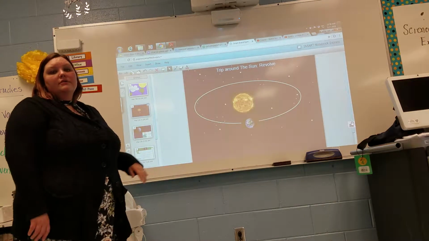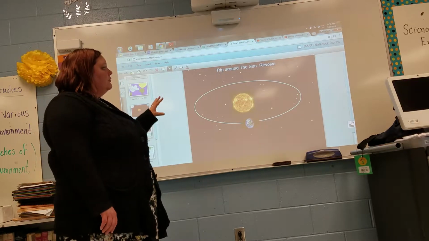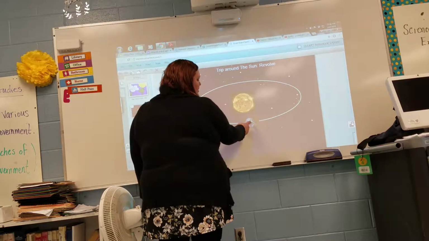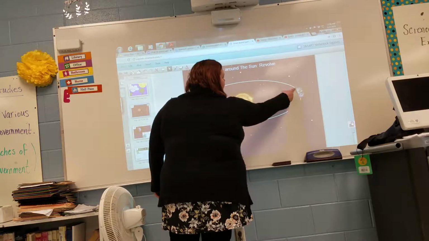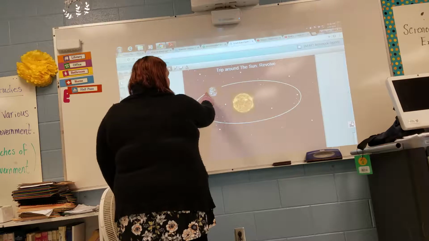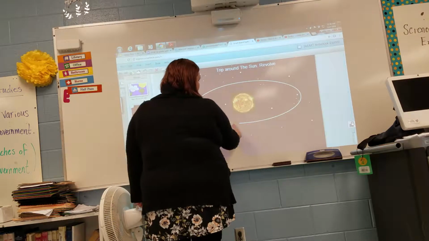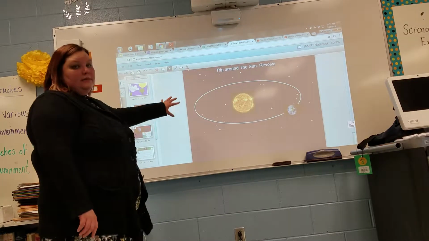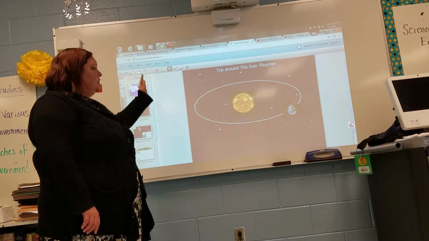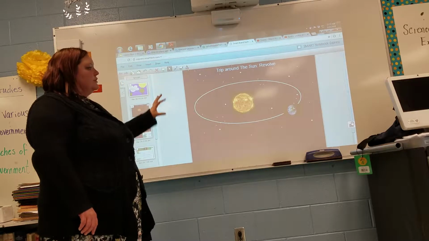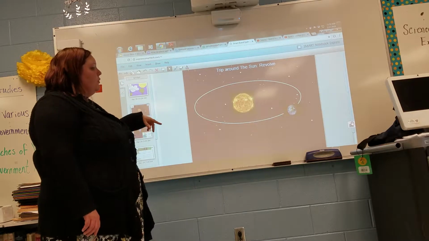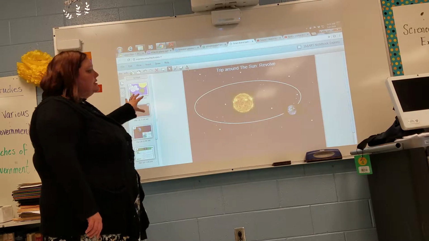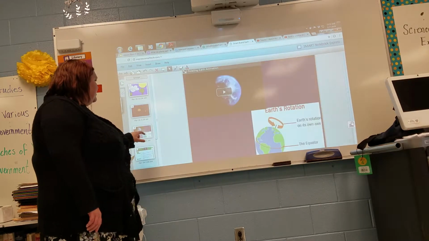To introduce third graders to revolving, I would have some come up so that they can move the earth themselves. And this is very easy to build. You just fill the background in with color, add little stars, add a circle, and those pictures were available in the actual application itself. So it's easy to build.